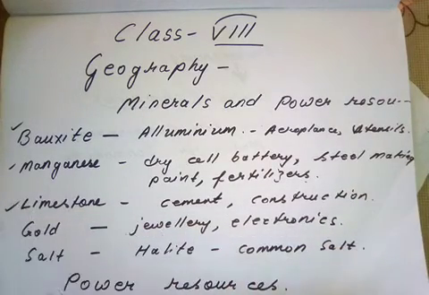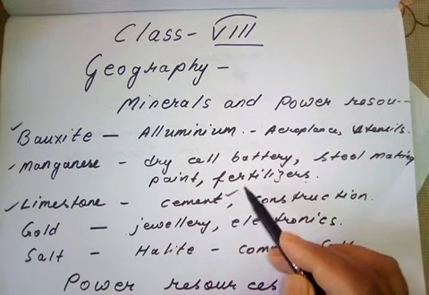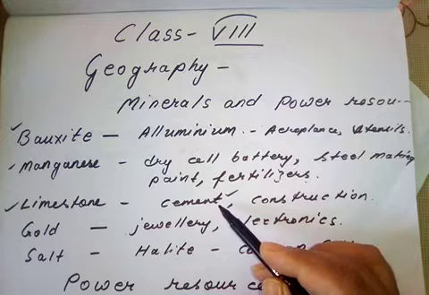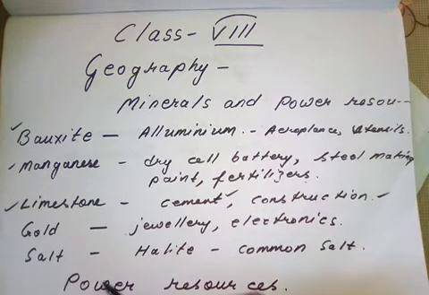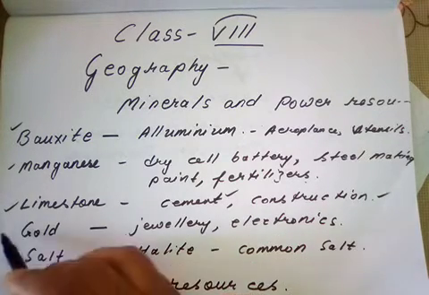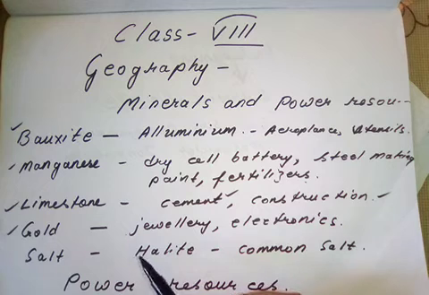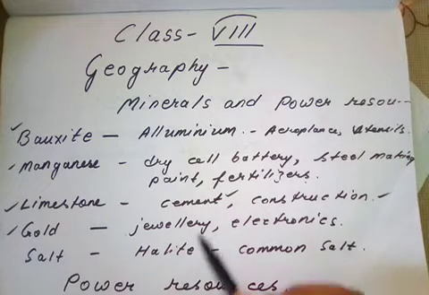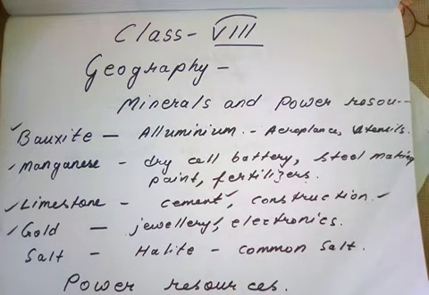And an important mineral is limestone. Limestone is used to make cement. Limestone is the major ingredient in making cement, and this cement is used for construction works, buildings, houses, etc. Gold is very common among the women in the world, and this gold has been existing since ancient times, and it can be said it is a noble metal. So gold is used for making jewelries or electronic products.